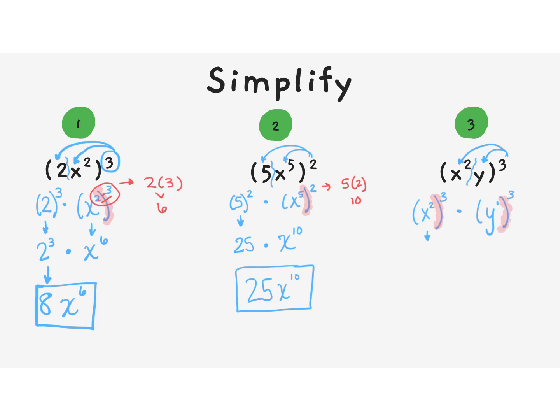And I have, go this way, 2 times 3, which is 6. And I have 3 times 1, which is 3. All right, so now I'm going to simplify this. I have x to the power of 6, y to the power of 3, and that is my answer. And that, ladies and gentlemen, is the power rule.